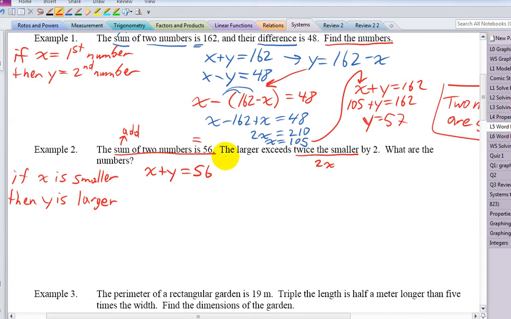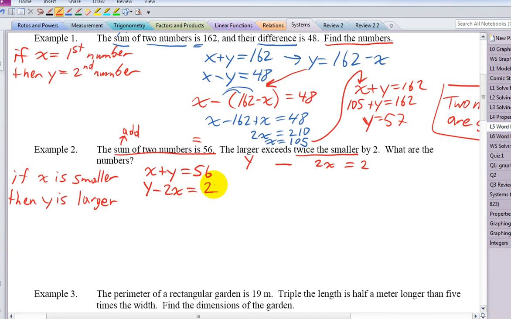2x. The larger is y. What do you think they're talking about with exceeds? It means it's bigger. So if I take the larger one and I take away twice the smaller, what should it equal? 2. So y minus 2x equals 2.